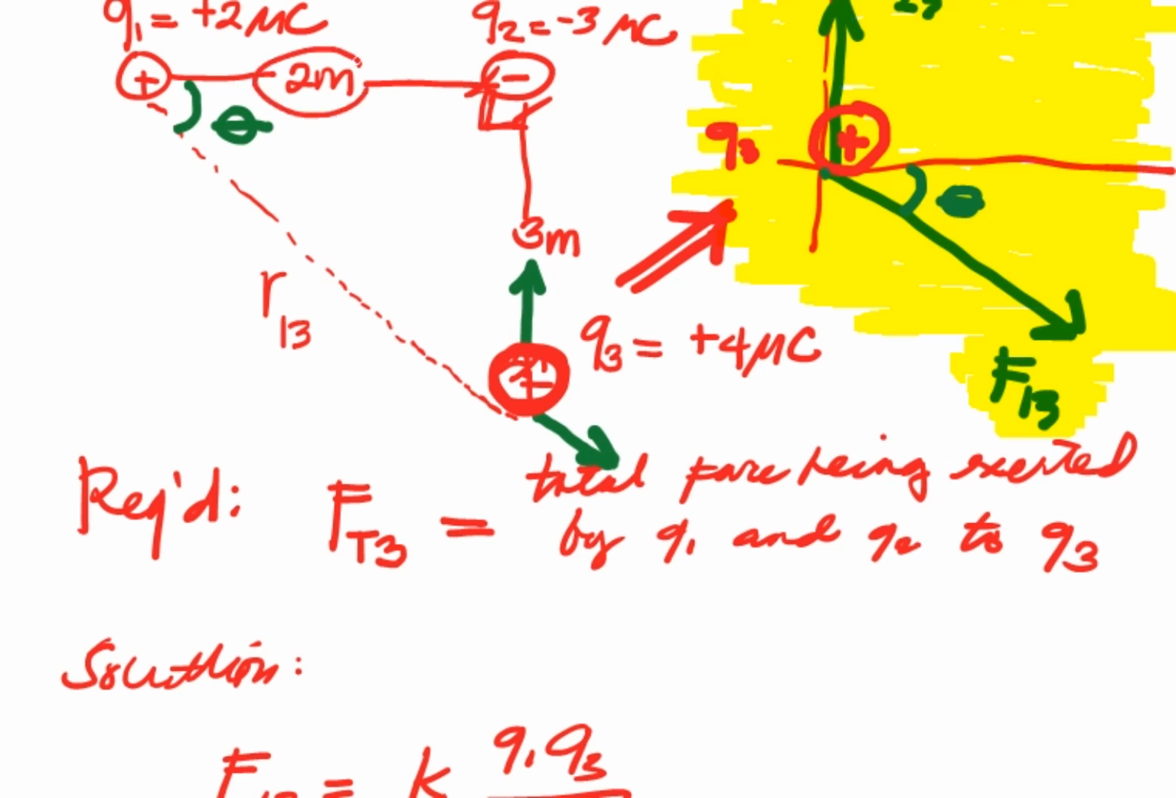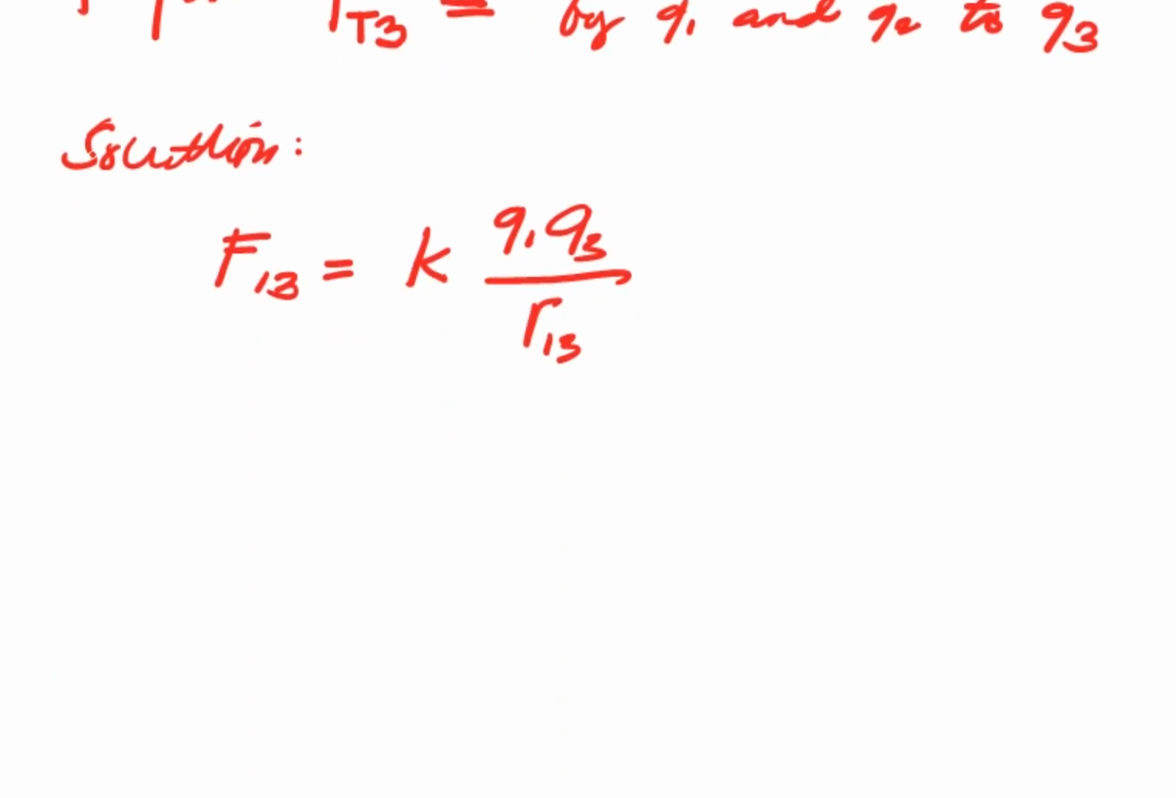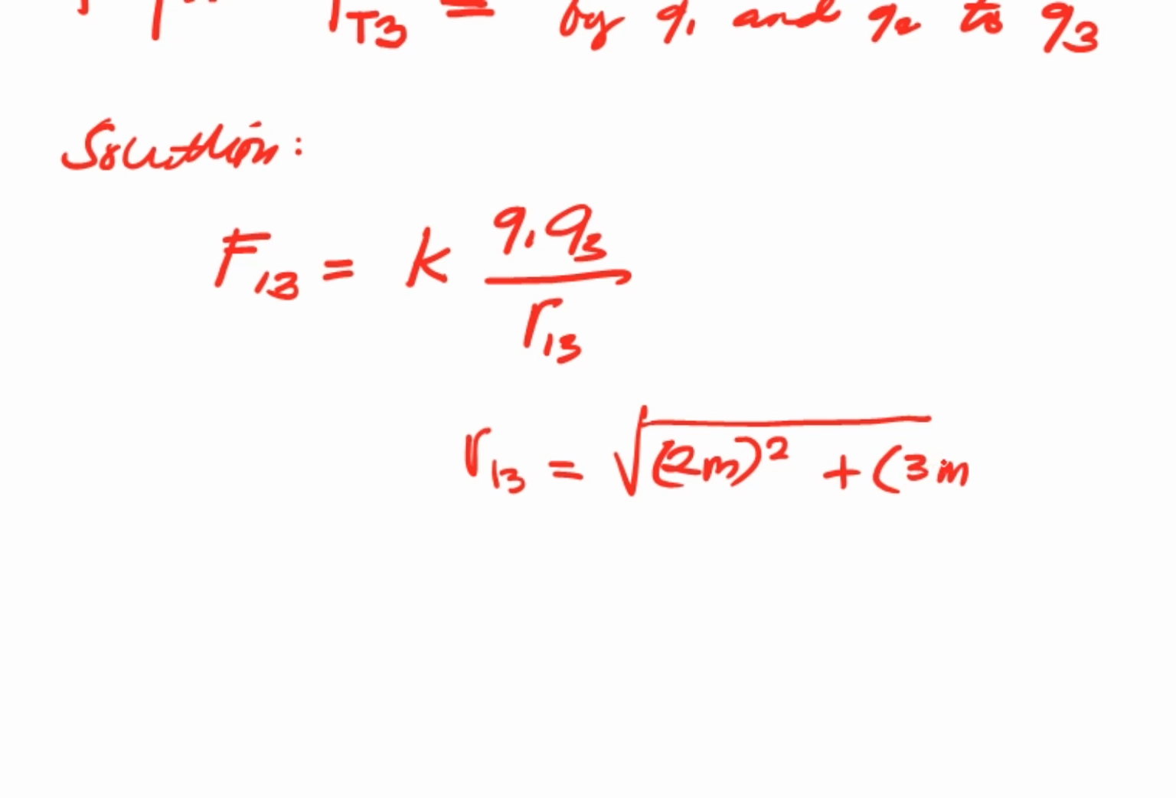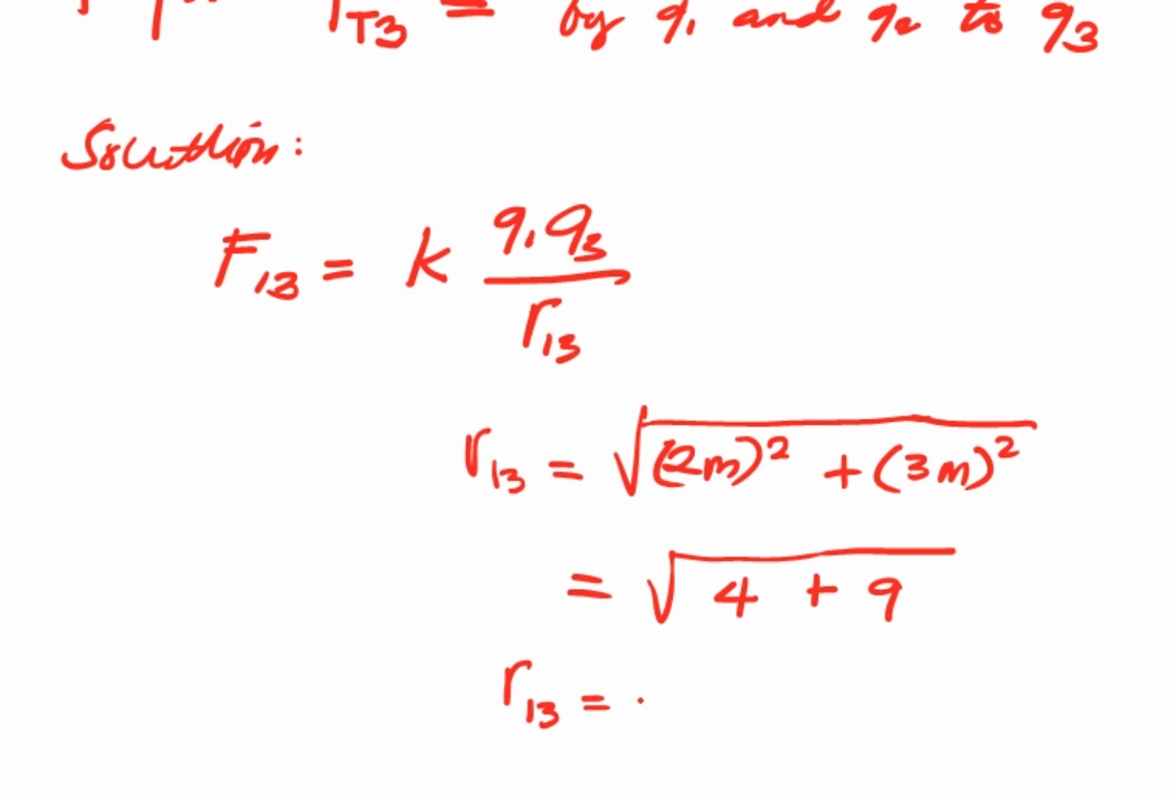Now how can we find this distance? We have been given 2 meters and 3 meters. If we look at R13, R13 is the hypotenuse. Therefore R13 is just equal to the square root of 2 meters squared plus 3 meters squared. So this will just be the square root of 4 plus 9. Therefore R13 is the square root of 13.